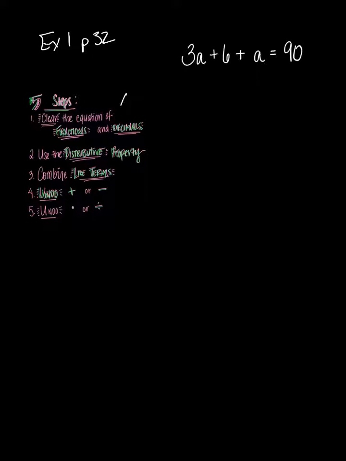The first thing I want to do is get rid of fractions and decimals. Well, fortunately I don't have any, so that part's easy. The next thing I want to do is the distributive property. Well, I don't have any, so I'm going to check that one off. The next thing is I want to combine my like terms.